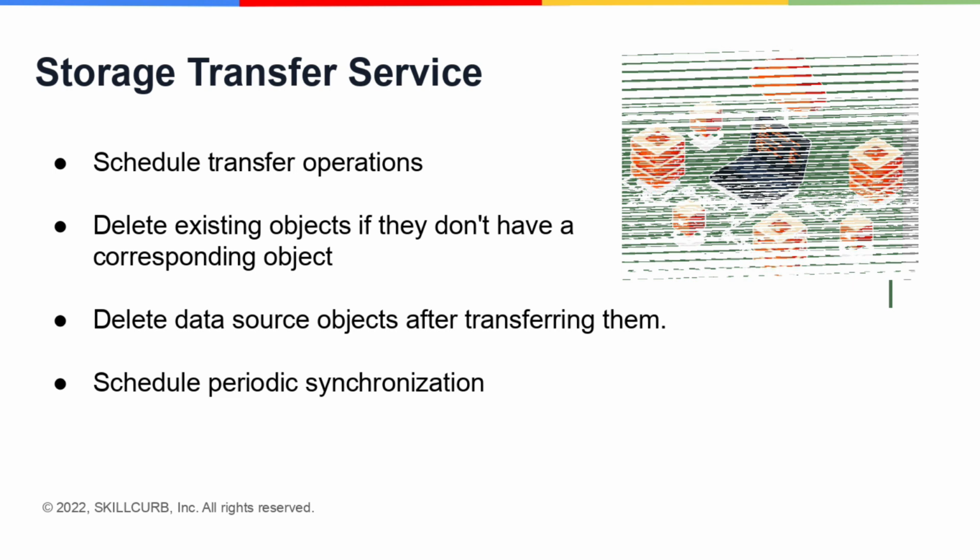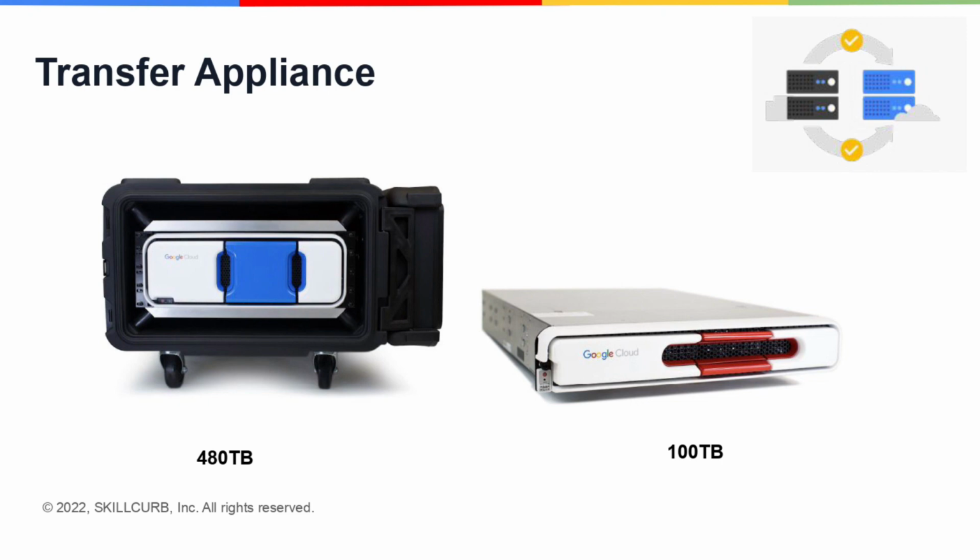You can delete existing objects in the destination bucket if they don't have a corresponding object in the source. You can delete data source objects after transferring them, and you can schedule periodic synchronization from a data source to a data sink with advanced filters based on file creation dates, file names, and the times of day you prefer to import data.